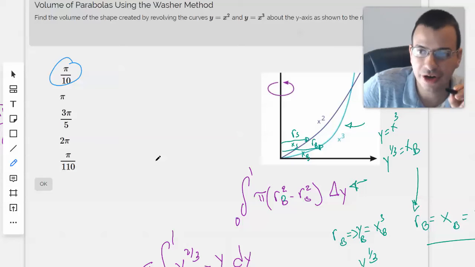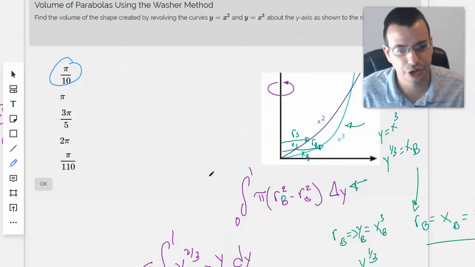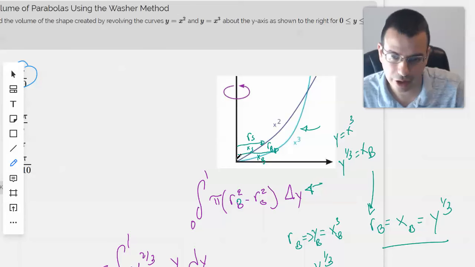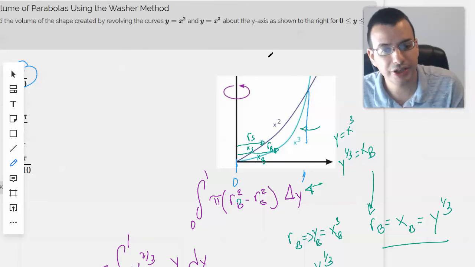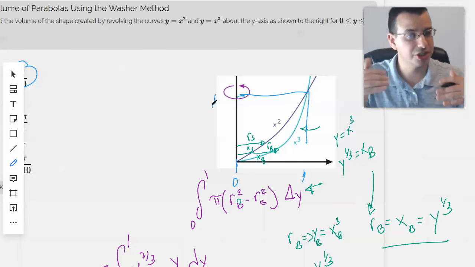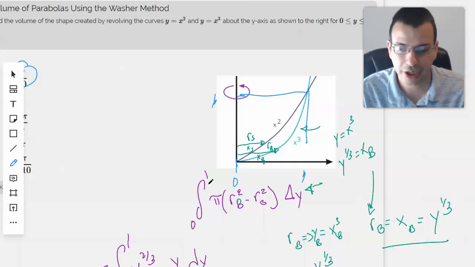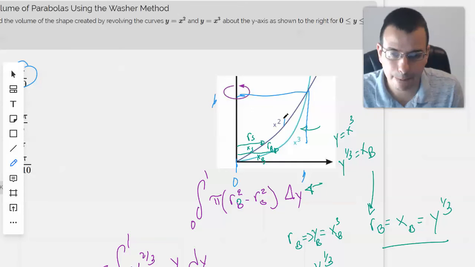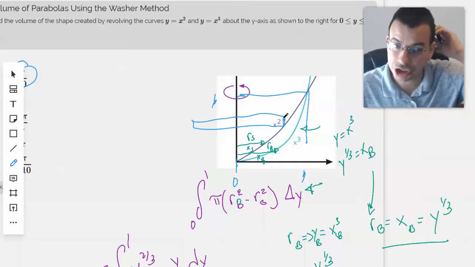So we're trying to find the volume of the shape created by revolving y equals x squared and y equals x cubed from 0 to 1. Here is 0. Here is 1. But it's actually talking from 0 to 1 in the y, so it's 0 to 1 here as well, which is convenient. So what we're doing is we're going to make discs, since this is the disk method, or the disk minus disk, or the washer method.